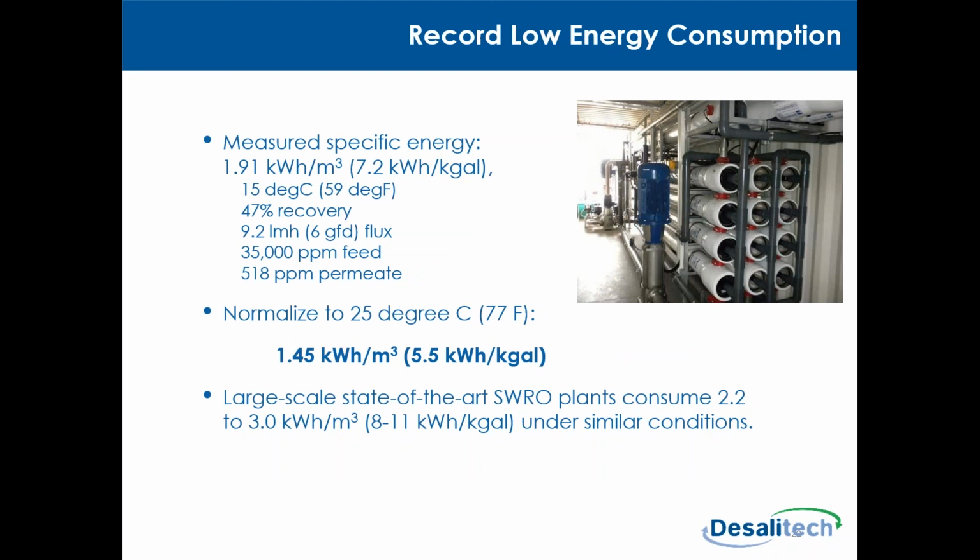So we got specific energy, which when normalized to 25 degrees C, which is kind of the standard way to do energy comparisons in standard seawater, comes out to 1.45 kilowatt hours per cubic meter, or 5.5 kilowatt hours per 1,000 gallons. And if you've been working in seawater, you'll recognize that that's a very low energy number. State-of-the-art desal plants are consuming well over 2 kilowatt hours per cubic meter under similar conditions. So great potential here for saving energy in seawater installations of any size.